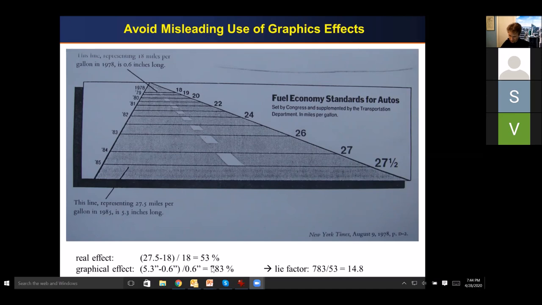You take this percentage over this percentage, 14.8, and you actually suggest to the innocent user, to the naive viewer, that you're going to increase the fuel economy by 15 times more than it really is, just by looking at the picture. There's nothing wrong with the numbers, you write the numbers, but they make the graphic effect really bad.